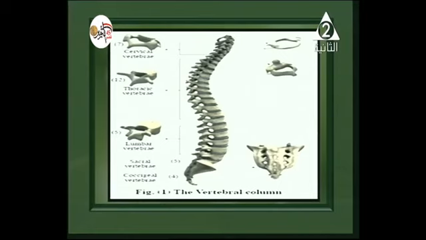This is the vertebral column. We said that we have what? 7, 12, 5, and 4. 7 cervical vertebrae, 12 thoracic vertebrae, 5 lumbar, the largest vertebrae, and finally 4 fused and small coccygeal vertebrae.